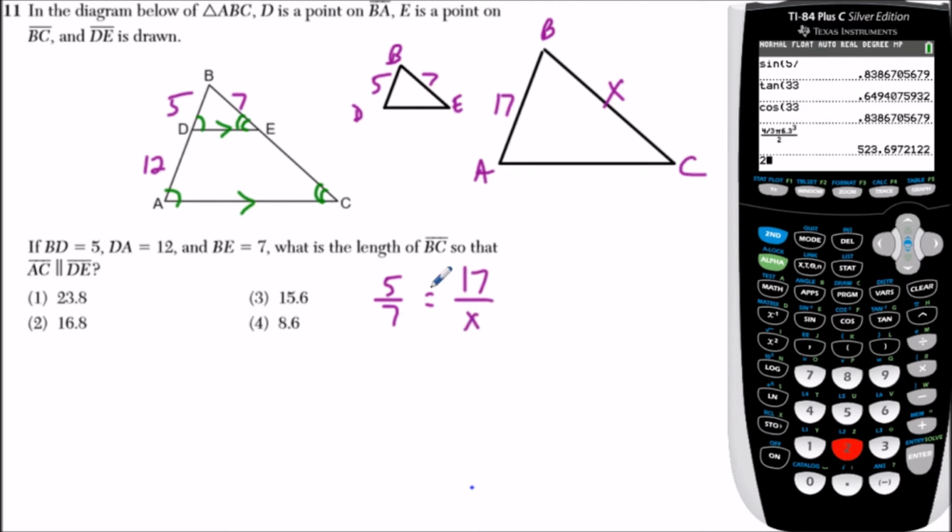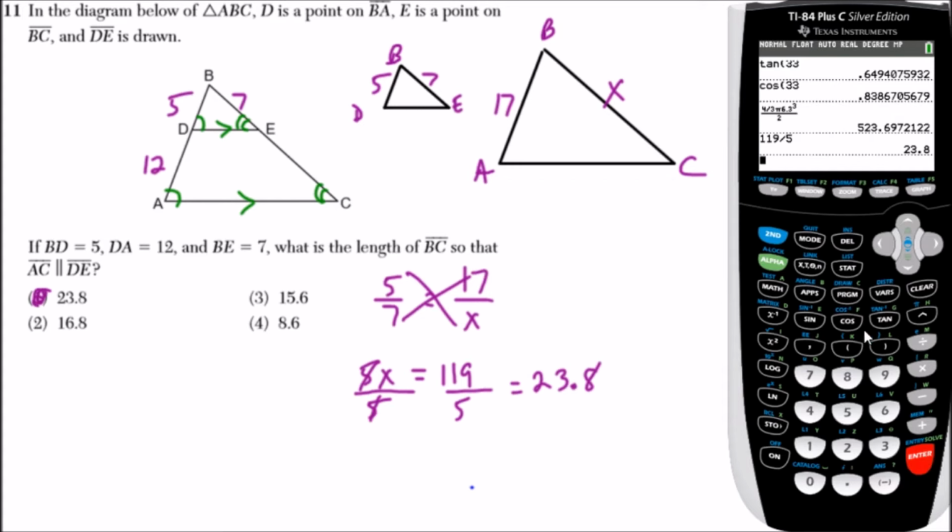So then we just have to do the algebra. So 5 times x is 5x, and 17 times 7 is 119. So then we're just going to divide this by 5, and that's going to be a little less than 24. So I'm guessing 23.8 is going to be x. But obviously if it's a test, use the calculator just in case your mental math is off. So let's see. 119 divided by 5 is in fact 23.8. So choice 1 for this question.